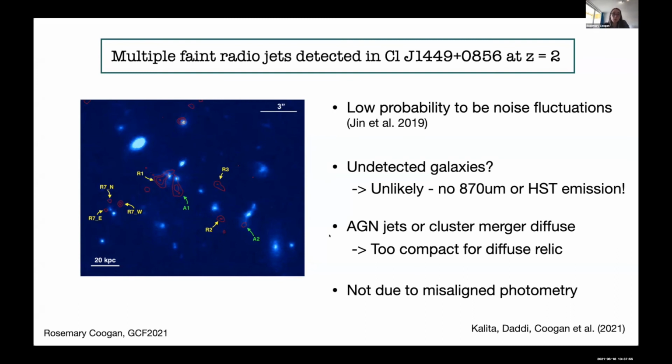That leaves us with the possibility of them being AGN jets or perhaps diffuse relics from previous cluster mergers. But as we've seen, these diffuse relics are much more extended in scale, and these are actually all unresolved in our data. They're really quite compact. So we think we have evidence here for multiple sites of radio jets in the cluster core, which is very exciting. It's also quite different to what we see at low redshift, where AGN activity is often centered around a most massive central galaxy.